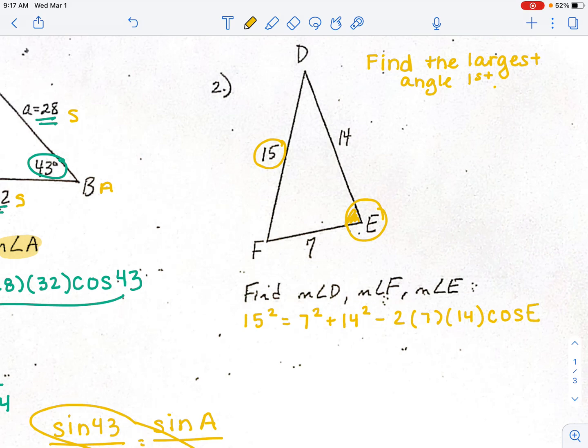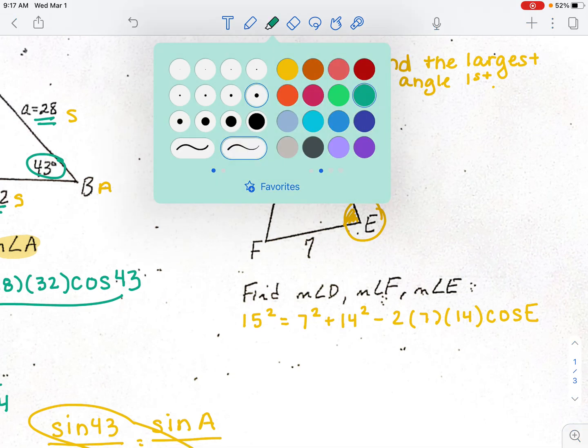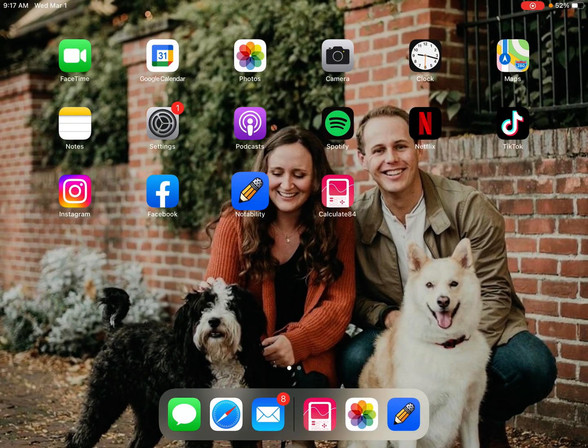So here's what makes this problem challenging. We have to get this E by itself, and it's currently not like it was last problem. So we have a lot of work to get there. What we're going to do first is get rid of these first and then get rid of those. So I do this all on my calculator. So let's get our calculator.